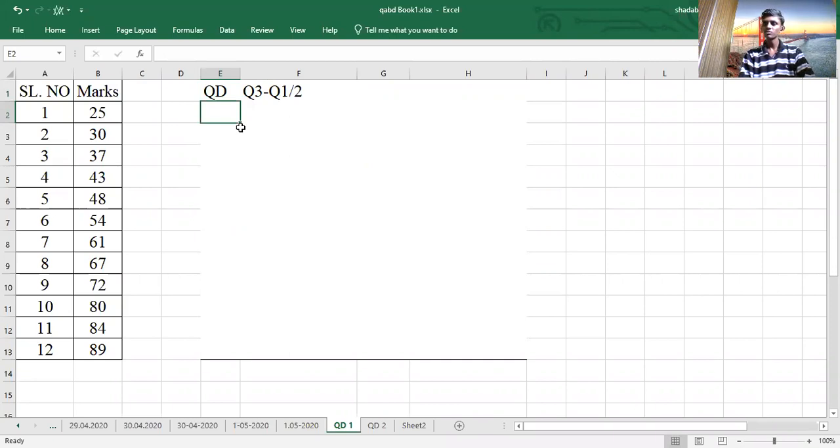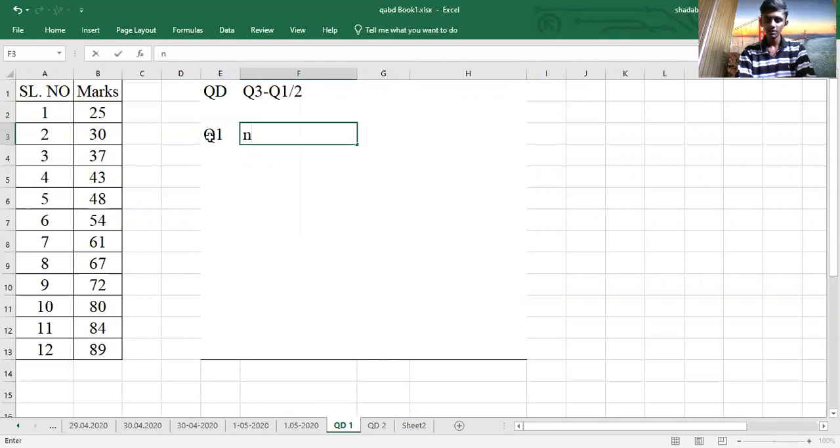In the previous problem they had given the Q1 and Q3 values respectively. But in this problem they didn't mention anything. They only mentioned 12 students and their marks. Now for calculating Q1, it equals (n plus 1) divided by 4, because it is a quartile, so we have to divide by 4.